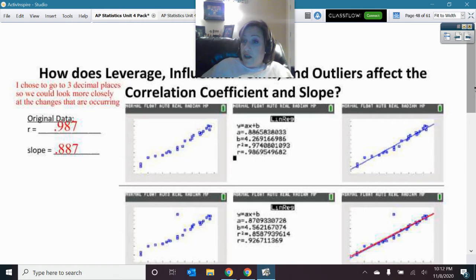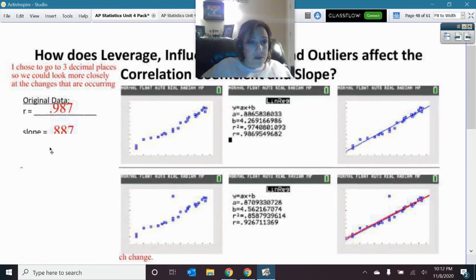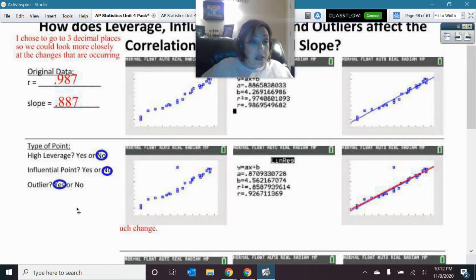All right, so let's take a look. Here, this is the original data. So we can see our correlation, 0.987, very strong, and our slope, 0.887. Okay, so let's see what you think is happening. Here we go. So here we have this type of point. Would you consider it high leverage? And you can see that is no. Would you consider it influential? Is it changing the equation of the line? Nope, not very much change at all. Is it an outlier? Yes.